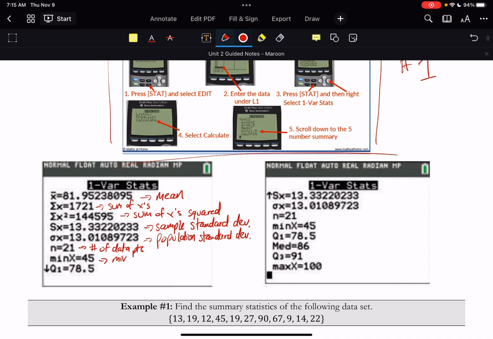The min x is the minimum value. Q1, we know, is our lower quartile. Then the med is the median. Q3 is my upper quartile. And max x is my maximum. So from here, you get your full 5-number summary, your standard deviation, and your mean. You can also then calculate my IQR and my range because I have the statistics I need for that. So that's how you read the different statistics you're given when they pop up on a calculator.